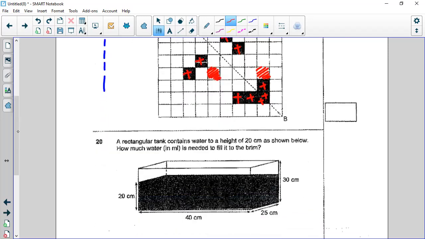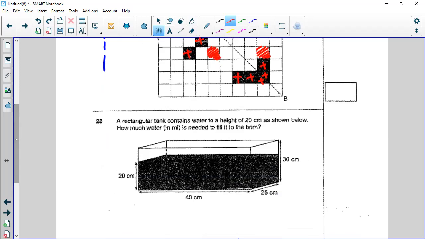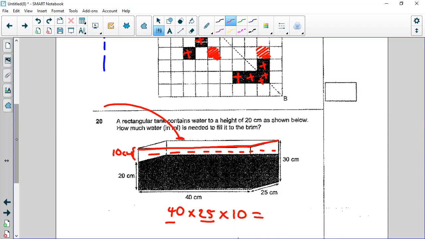Question 20, shortcut. A rectangular tank contains water to a height of 20 cm. How much water is needed to fill the tank to the brim? So you are going to pour some more water, right? So what's the shortcut? The shortcut is to find the difference. You take 30 minus 20, you need to pour another 10 cm high of water. Then you take length times breadth times how much more you need to pour in. What is the height of the water that you must pour in? So you take 4 times 25 is 100.